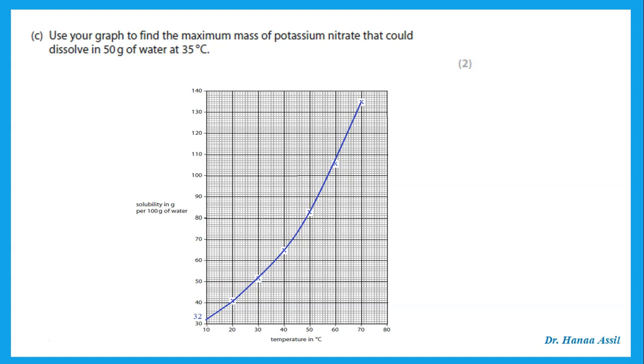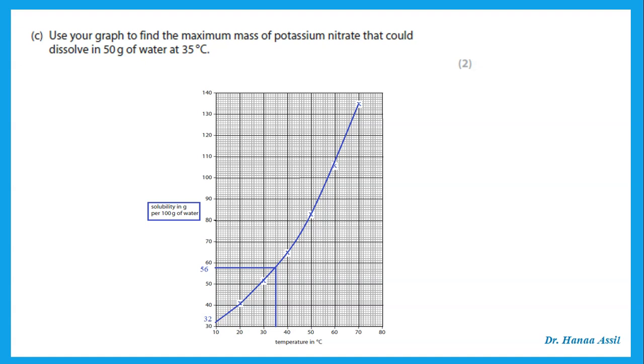This is the mass of potassium nitrate that dissolves at a certain temperature. And remember that the graph is solubility in 100 grams of water. Now the question here says how much will dissolve in 50 grams of water at 35 degrees Celsius. So first of all, we look at the graph. At 35 degrees Celsius, what dissolves from the graph is 56, but this is 56 in 100 grams.